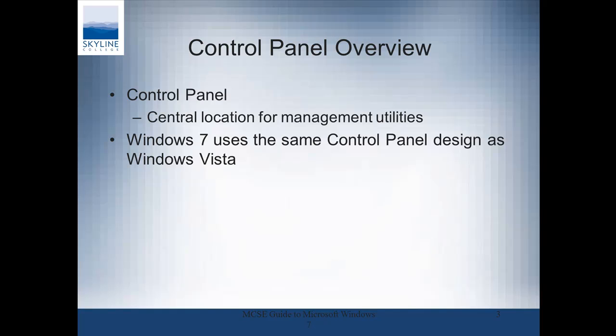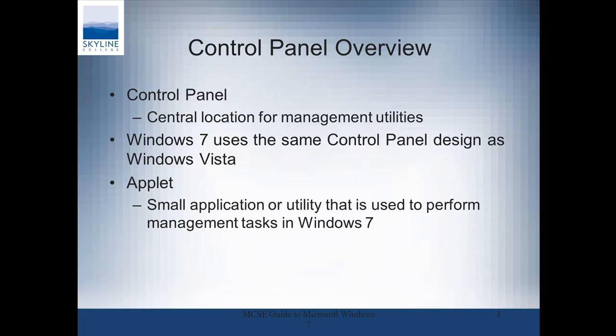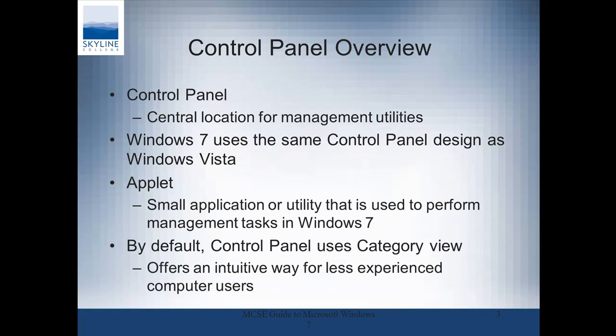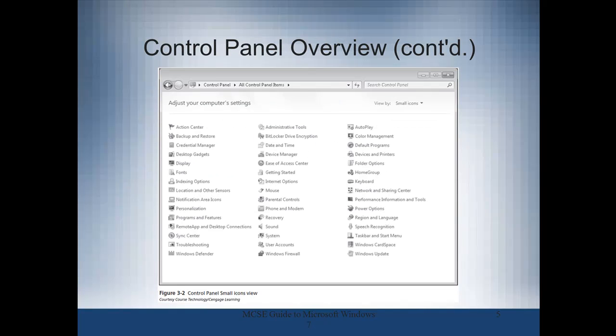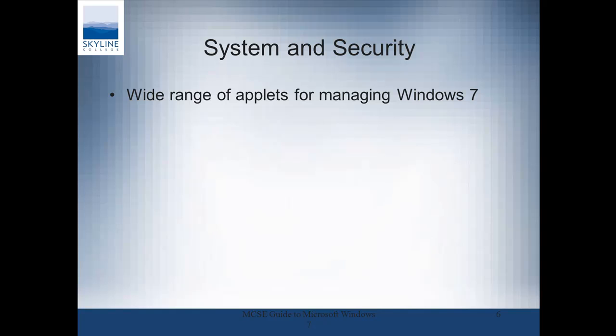It uses the same control panel as Vista did. An applet is a small application in these things. And the control panel by default uses a category view. If you don't like it, you can change it. Feel free. I want you to learn to use whatever is comfortable for you. Personally, I don't like category view because it takes me too long to figure out where things are, because I have never grown accustomed to it. They made it too easy to change back, so I changed back. It's up to you which you want to use.